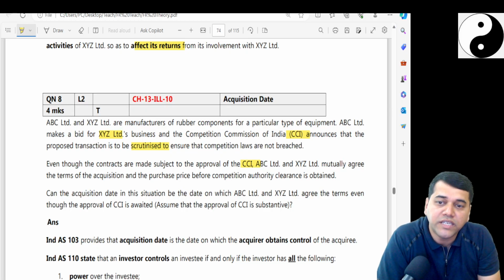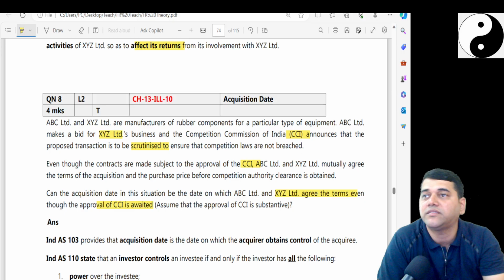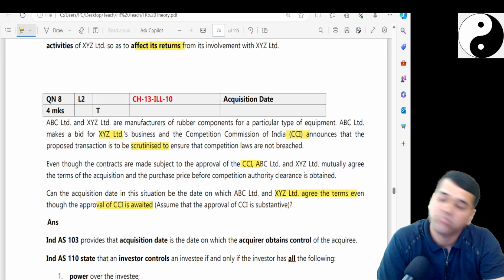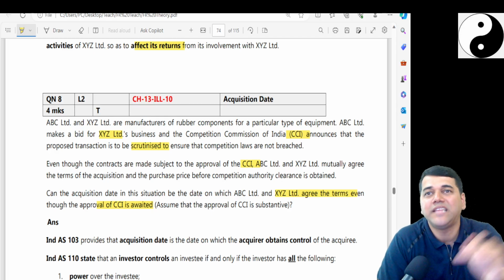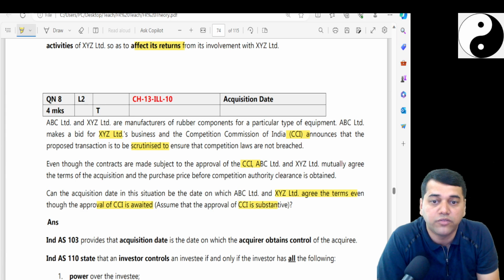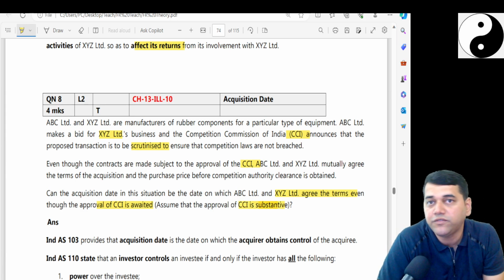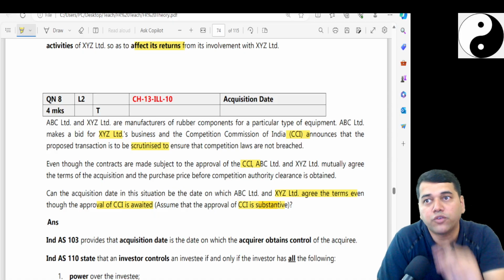Can the acquisition date in this situation be the date on which XYZ agrees to the terms, or should it be the date when CCI's approval comes? Because that approval is very substantive, it's not in name only. In the examination, if they remove this sentence, you have to write this assumption. One mark you are going to get for that.